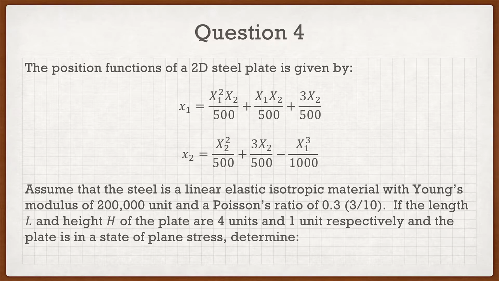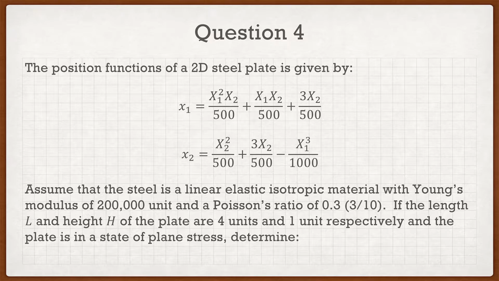So it says assume that the steel is a linear elastic isotropic material with a Young's modulus of 200,000 units and a Poisson's ratio of 0.3. However, remember, as I said, we're going to go to Mathematica. In Mathematica, it's better to express things as fractions, so it's the same as saying 3 over 10.